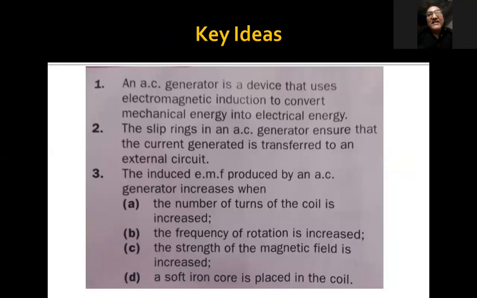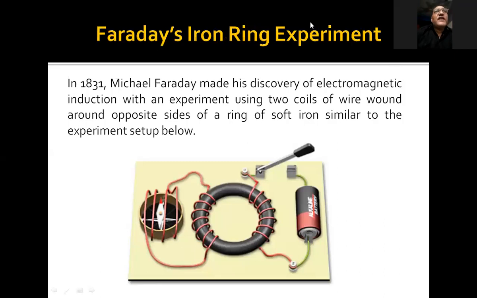They come in the paper. The factors can be asked in an MCQ paper. These factors can be asked in a theory paper also. So these are the key ideas till now. And after this, in the next slide, we will be going to study Faraday's iron ring experiment.